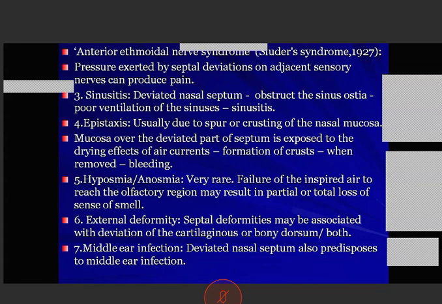So due to this deviated nasal septum, you will also have middle ear infection. When there is any case with a deviated nasal septum with a CSOM, first you have to correct the deviated nasal septum and then you have to correct the CSOM. Otherwise, if you do a myringoplasty or tympanoplasty without correcting the deviated nasal septum, you may again have a perforation. So that is also one of the causes for having a recurrent perforation.